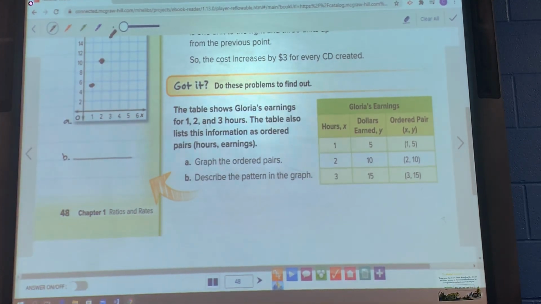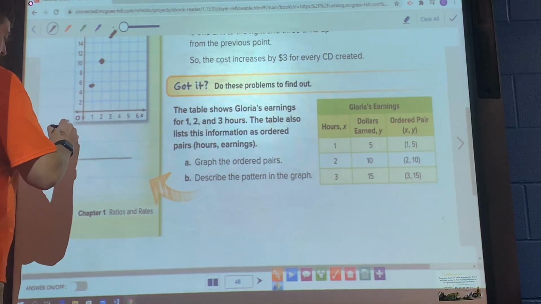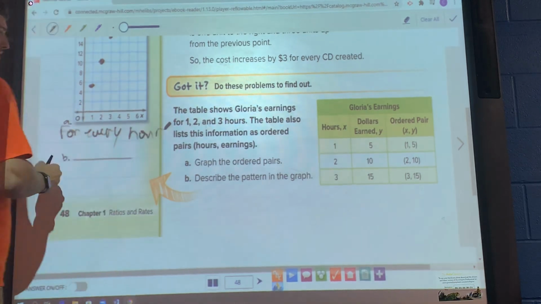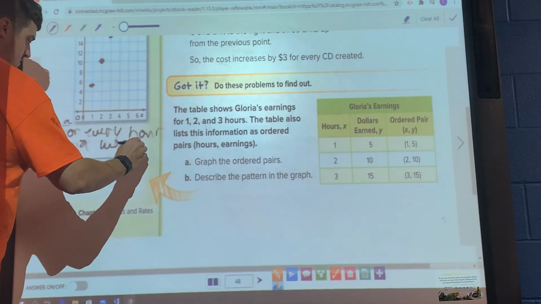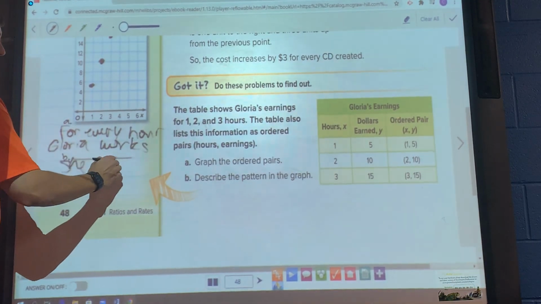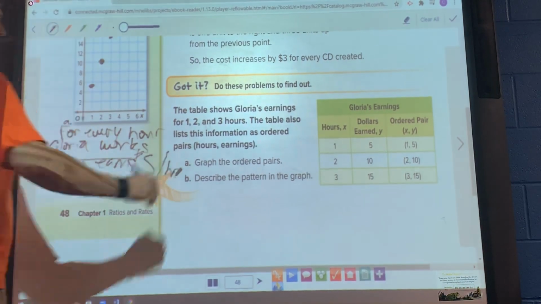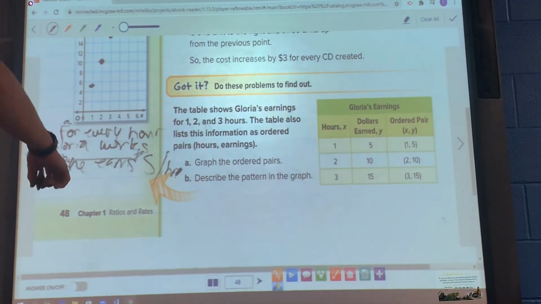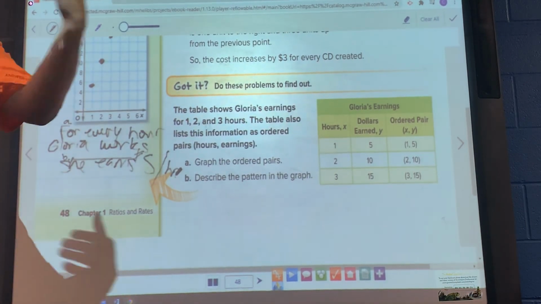Okay, so now we have to describe the graph. Well, does it form a straight line? Yes, it does. So now what this means is that for every hour Gloria works, she earns $5 per hour. So you're basically describing the rate. That's what the pattern is. It's a rate. So in this case, she makes $5 per hour. That's how you describe that. So for every hour she works, she makes another $5.